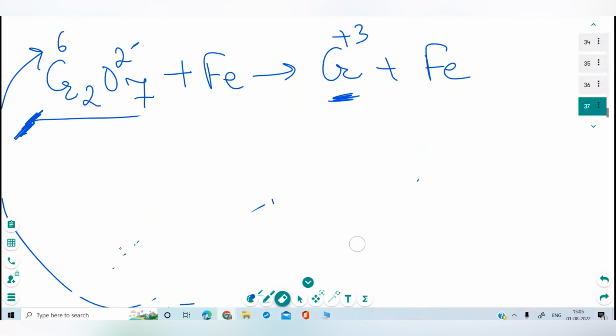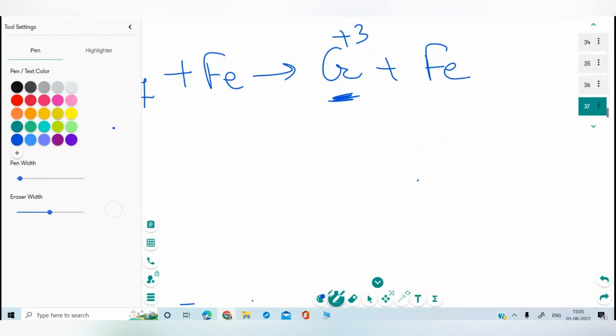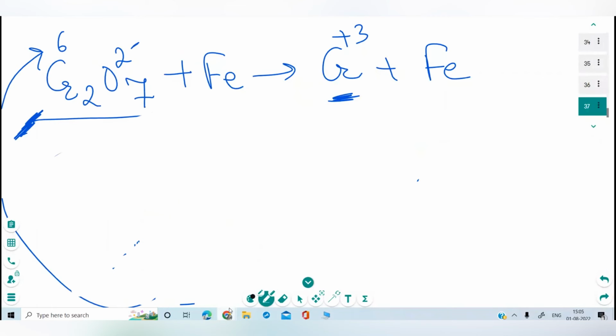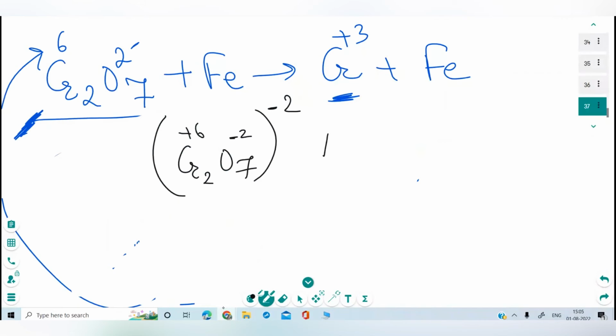Okay, I'll make it more clear. Give me some other pen. Okay, see, this is like this, Cr2O7. So you said this is +6, this is -2. But this whole is -2. Why? Because Fe is +2.